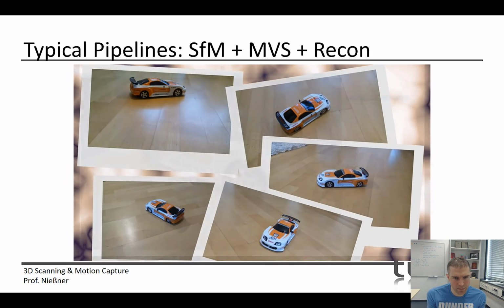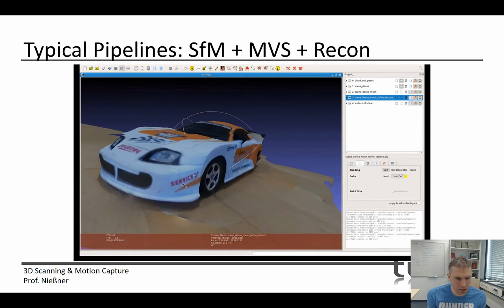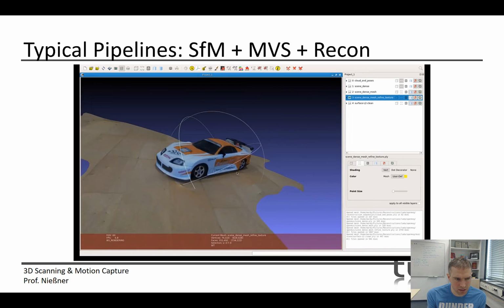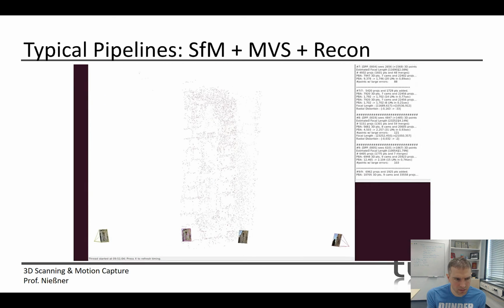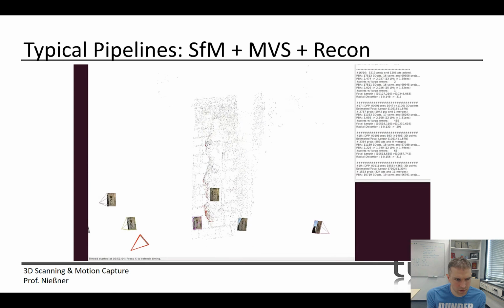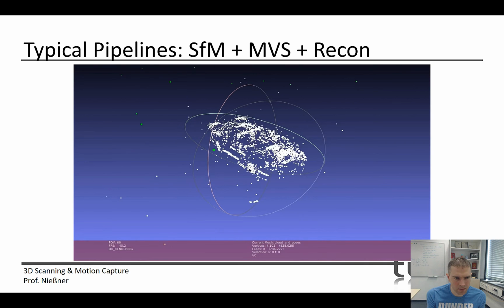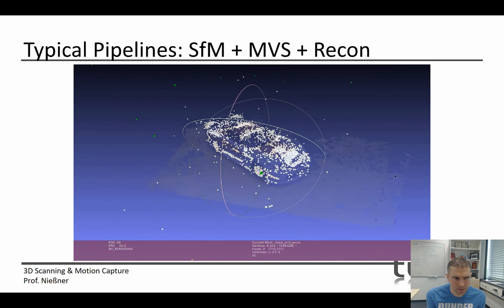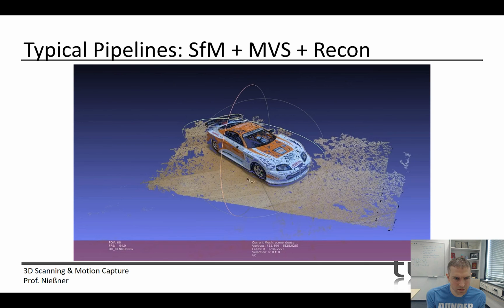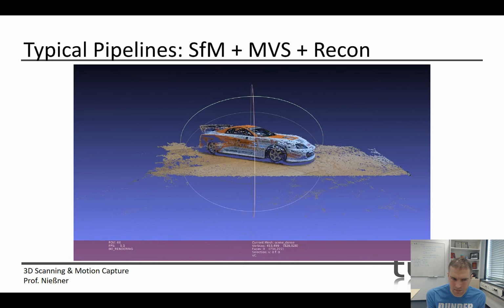Right, so here we take a bunch of images of this model, and at the end of the day, you can actually get reconstructions that look like these ones. This is the sparse point cloud here. This one is estimating the camera poses and the points. This is how it looks when it's sparse. This is how it looks when it's dense.